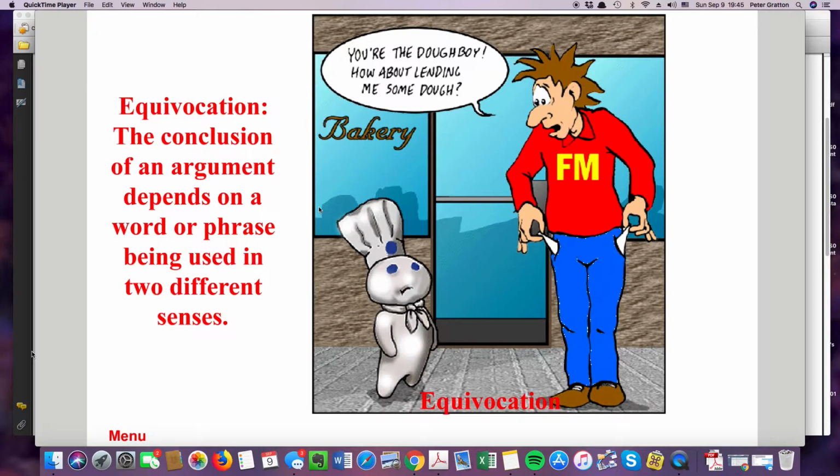You're the doughboy. How about lending me some dough? See how you move from the notion of the Pillsbury Doughboy to lending out actual money. So in other words, another use of the word dough is not just the dough from the Pillsbury Doughboy. Equivocation: the conclusion of an argument depends on a word or phrase being used in two different senses. Okay, so watch for that.